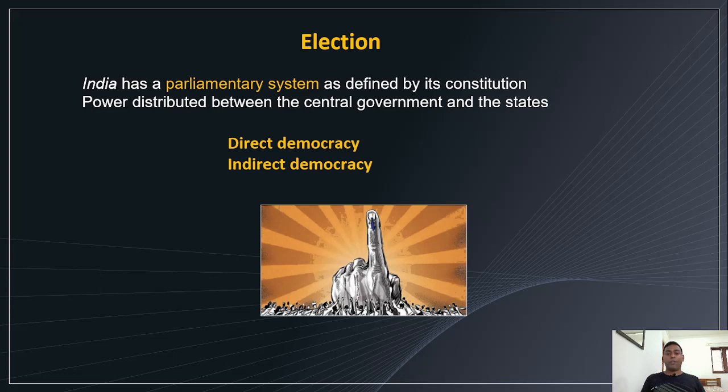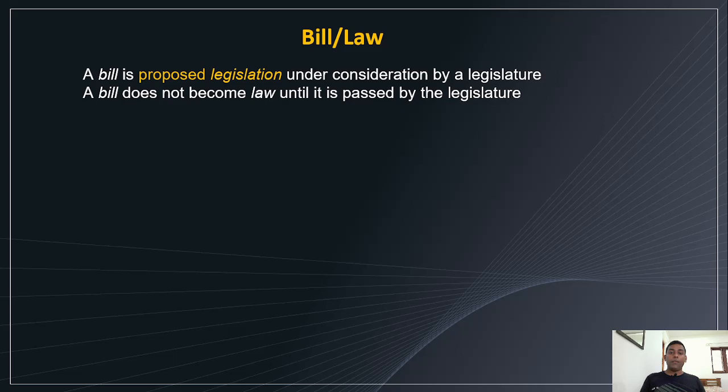Then there are two types of democracies: direct and indirect democracy. Direct democracy means people are participating in the democracy directly, but in indirect democracy, people elect their representatives, and they send those representatives to the assemblies or to the parliament, and they take decisions on behalf of the people. In direct democracy, people get features or facilities for participating in the democratic process directly. In India, we follow indirect.